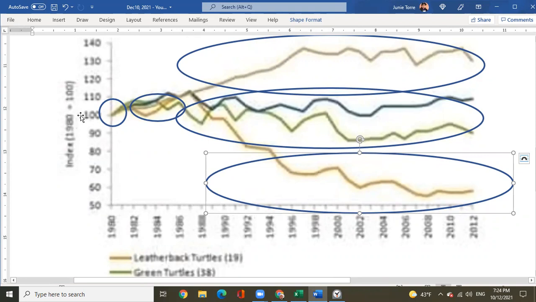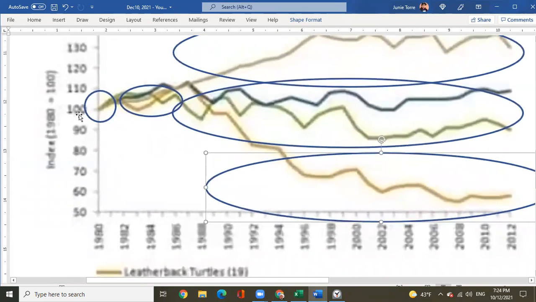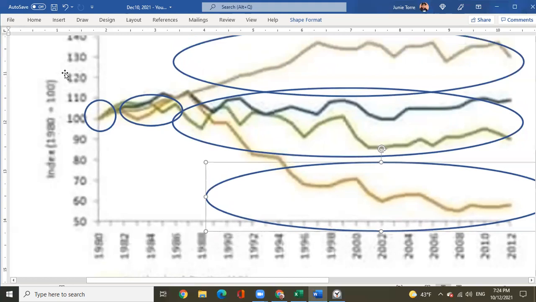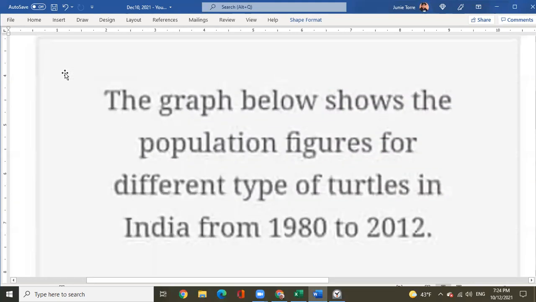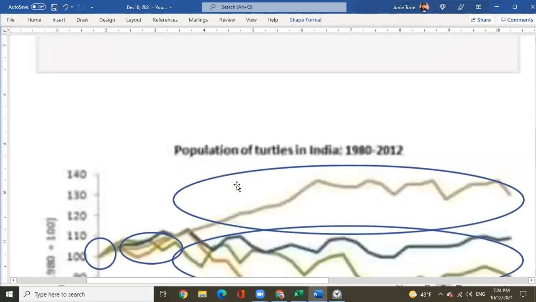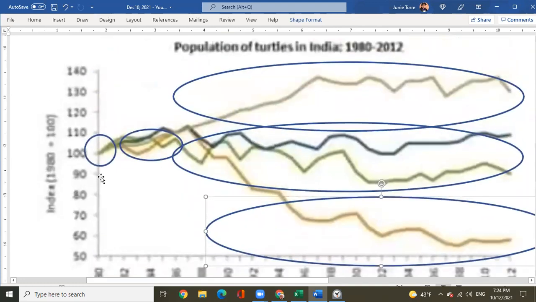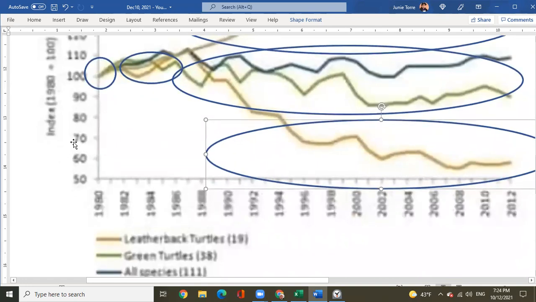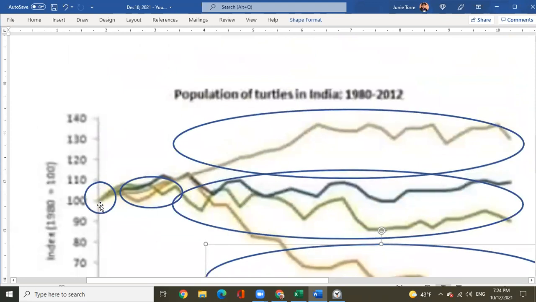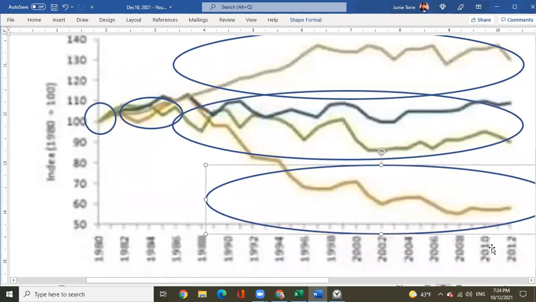So 1980 equals index. What's this? 1980 equals 100. Is that correct, Ellie? What does that mean? The graph below shows the population figures for different types of turtles in India. What does this mean, 1980 equals 100? All right, okay, it's like a baseline, no? Baseline. So 100 turtles. And then, of course, these are years.